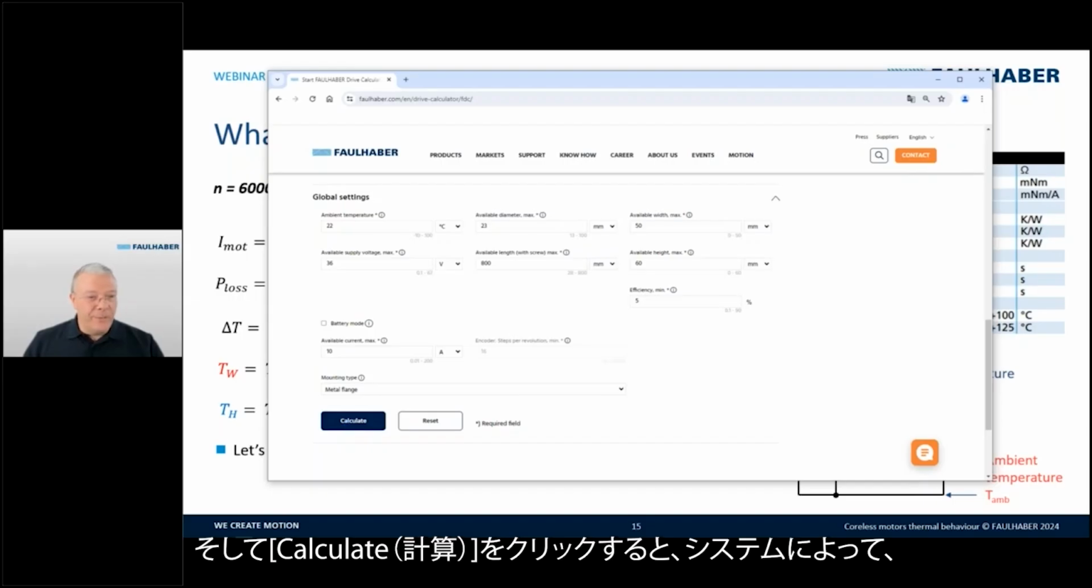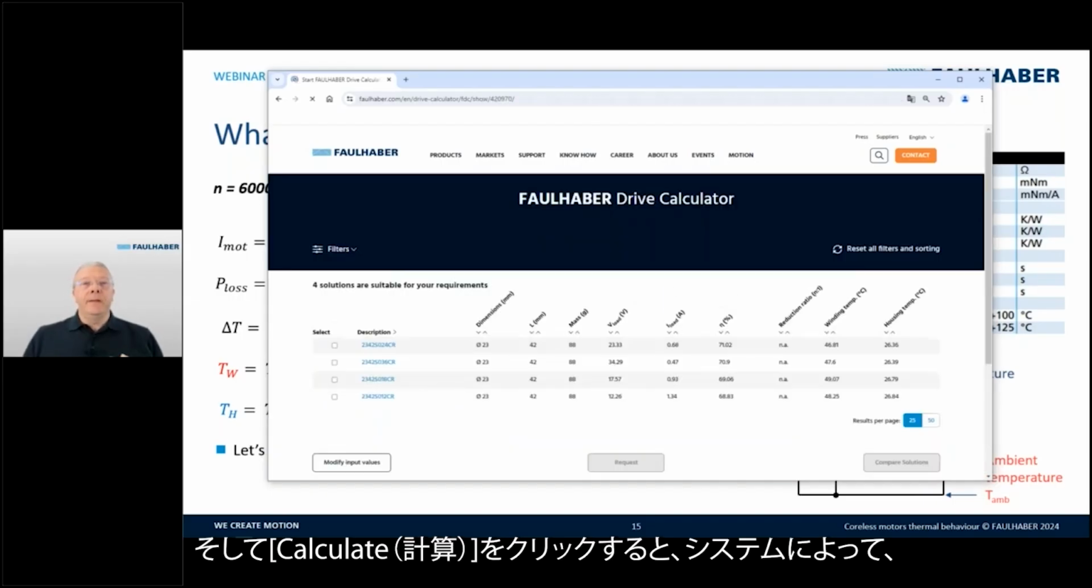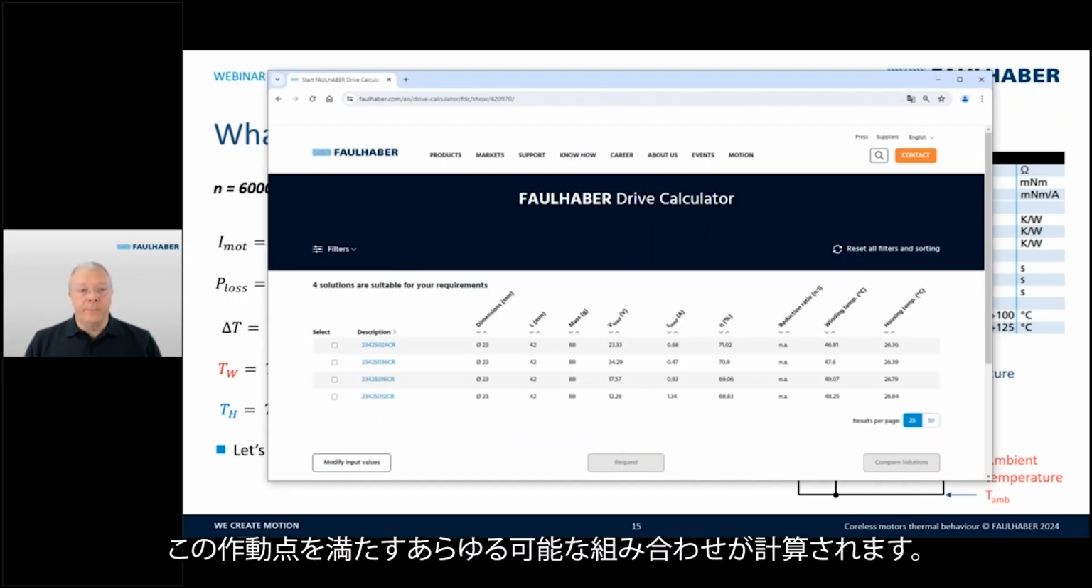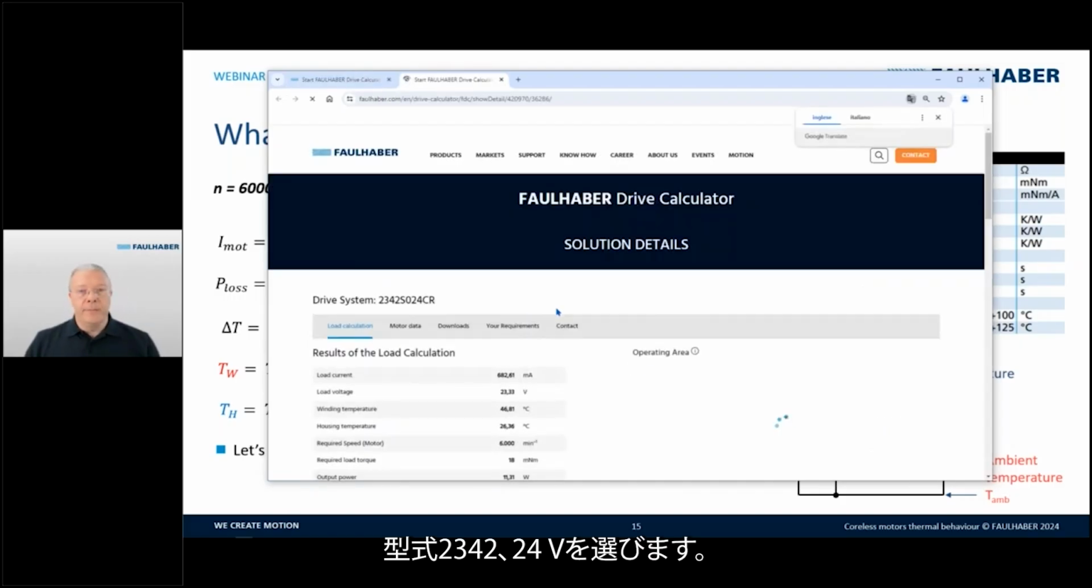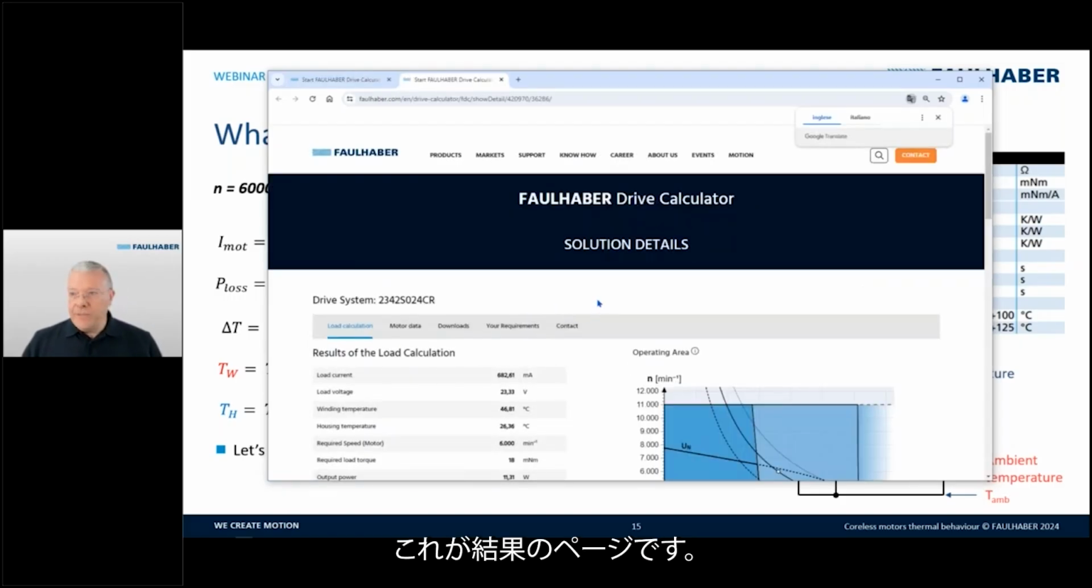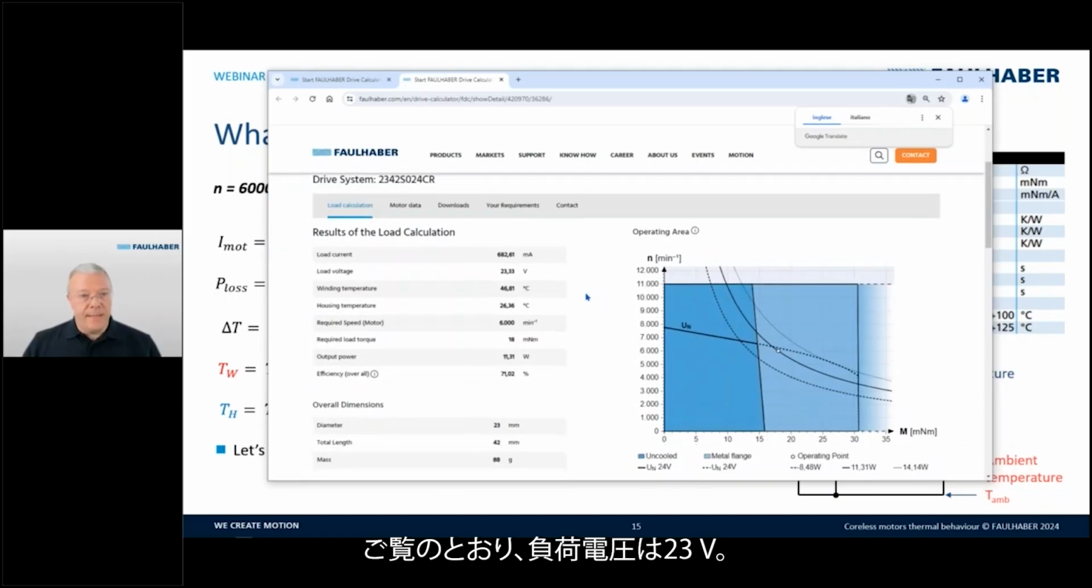And with a click on calculate, the system calculates all the possible combinations that can satisfy this working point. You can see we choose the 2342 with 24 volt. So this is the result page. What you can see is that load voltage is 23 volts, the load current is 682.